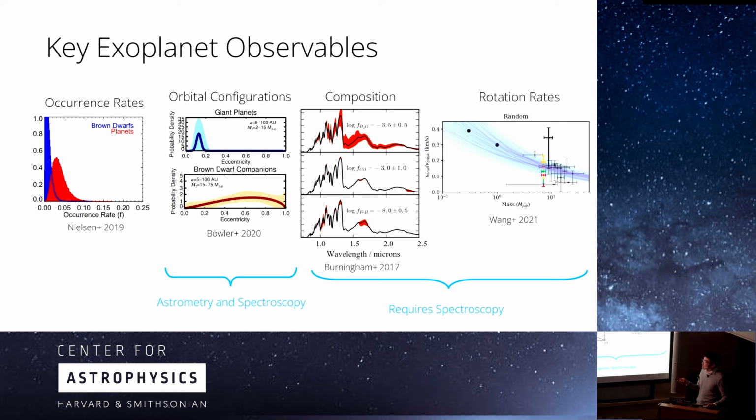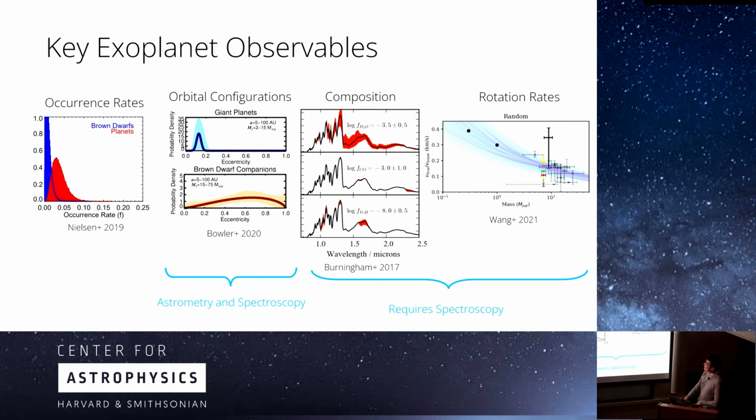Gravitational instability should generally form things that are roughly stellar in composition. And then lastly, we can also look at the rotation rates and see if that tells us anything with respect to how these planets accrete or how they form. Part of this is that all of these things require spectroscopy. Spectroscopy of their atmospheres helps us understand these objects better.